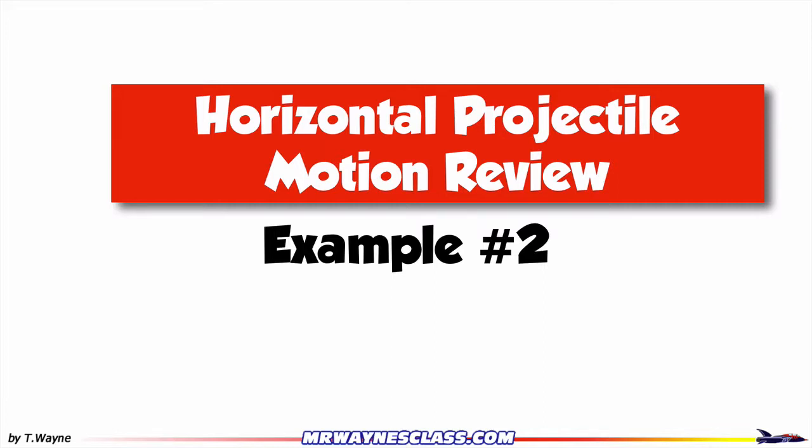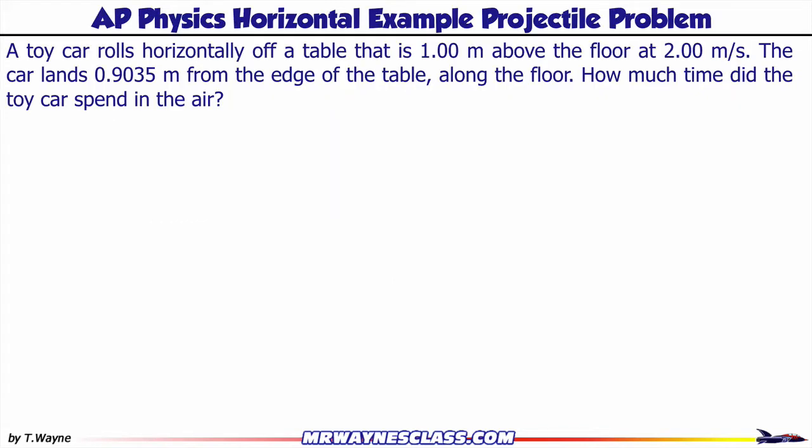This is the video solution to the horizontal projectile motion review problem. Example number 2, this assumes you know Newton's 3 laws of motion as well as some kinematics. A toy car rolls horizontally off a table that is 1 meter above the floor at 2 meters per second. The car lands 0.9035 meters from the edge of the table along the floor. How much time did the toy car spend in the air?